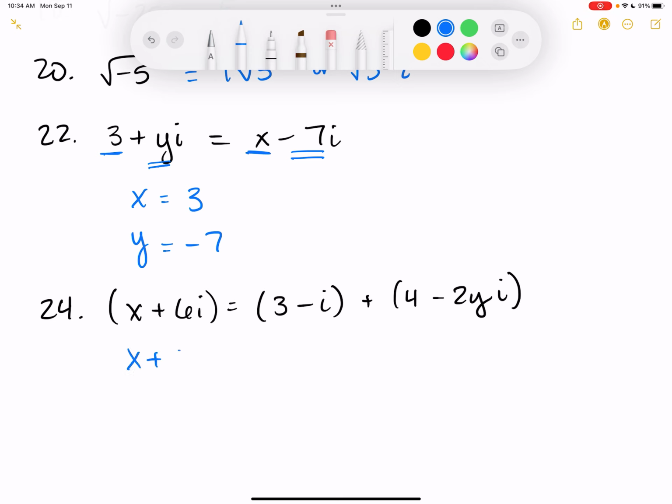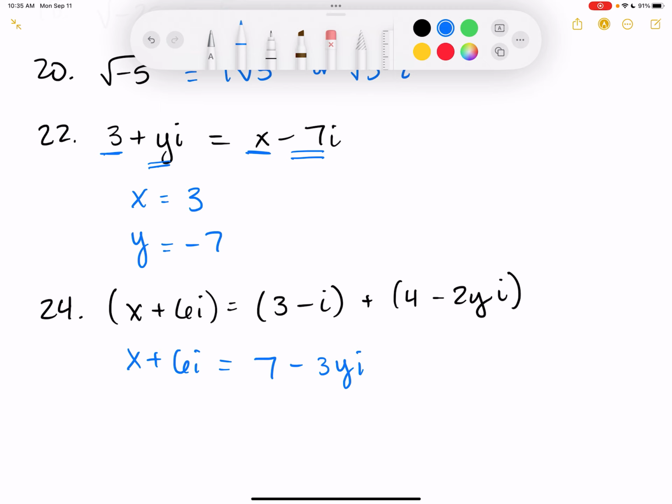So x plus 6i on the left is equal to 3 plus 4, so 7. And then negative i plus negative 2yi, so that is going to be minus 3yi. Okay, and I know you're probably like, but they don't both have a y in them. That's okay, y is just a number. We're not sure what it is yet. So that's why we can do that.